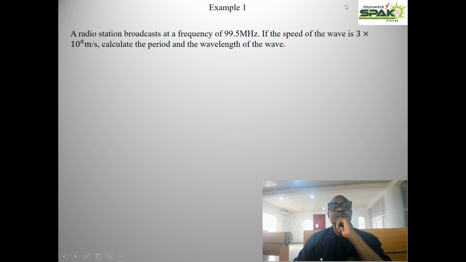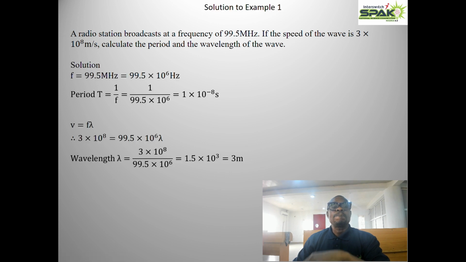Okay, first thing you need to do, take your parameters quickly. All right, have you done that? So let us see. Okay, so these are the parameters. f is this, so I need to convert this to the SI unit.